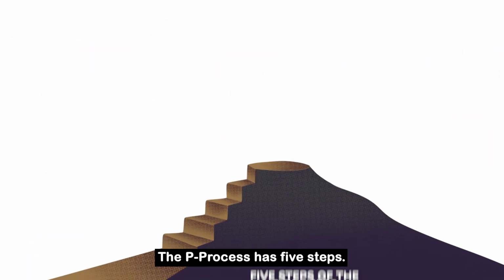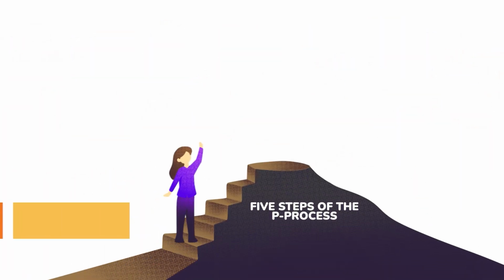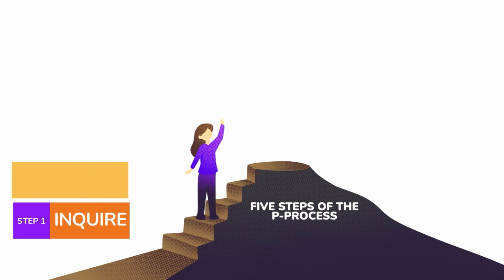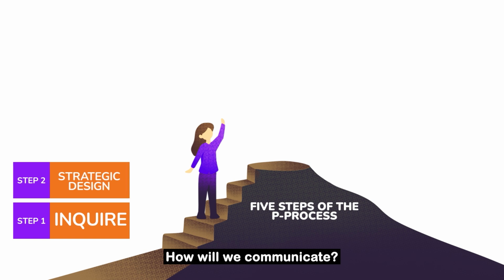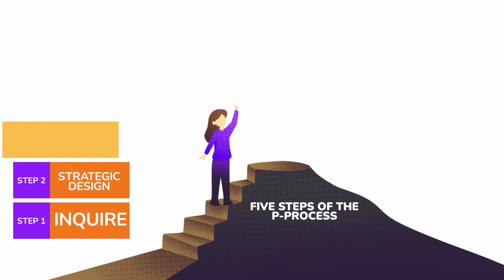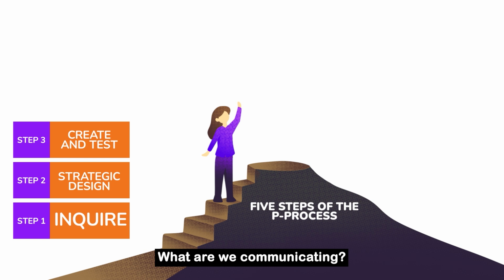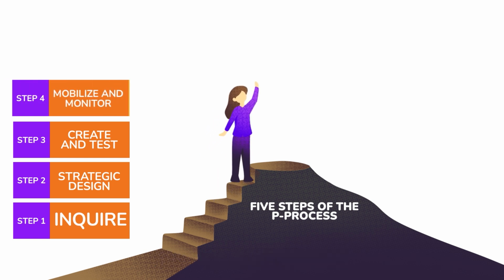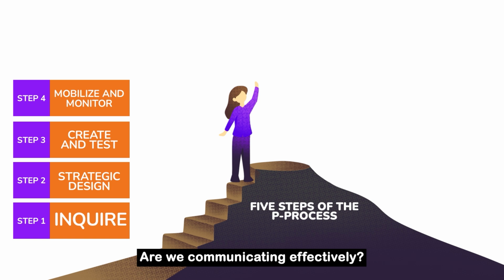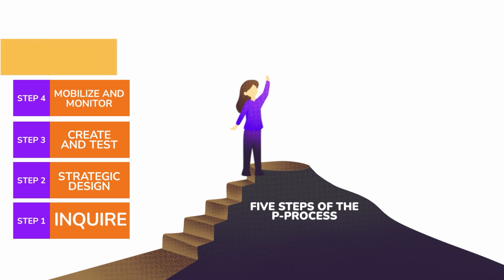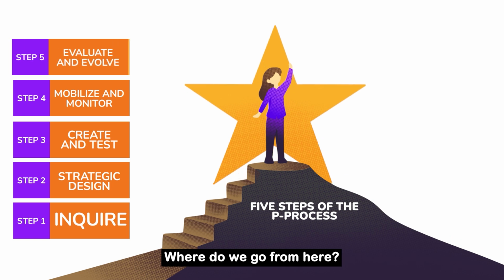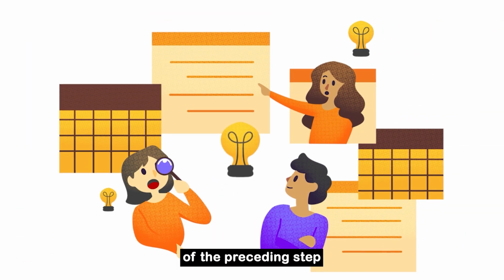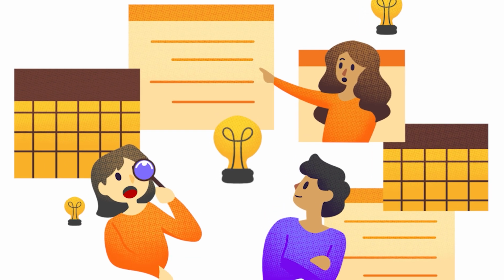The P process has 5 steps. Step 1. Inquire. Why do we need to communicate? Step 2. Strategic design. How will we communicate? Step 3. Create and test. What are we communicating? Step 4. Mobilize and monitor. Are we communicating effectively? And Step 5. Evaluate and evolve. Where do we go from here? Each step builds on the outcomes of the preceding step and is anchored by key activities.